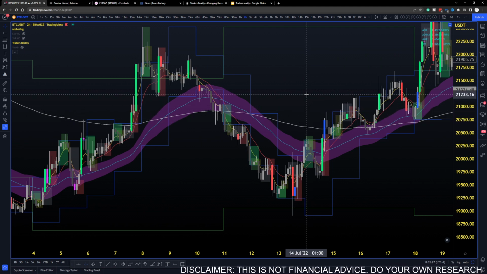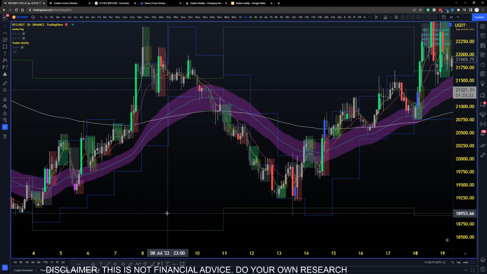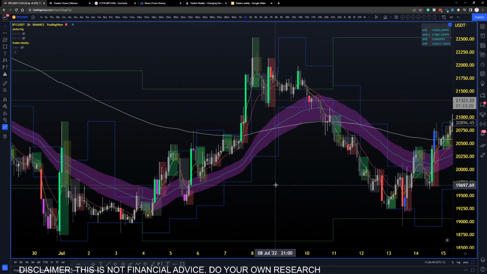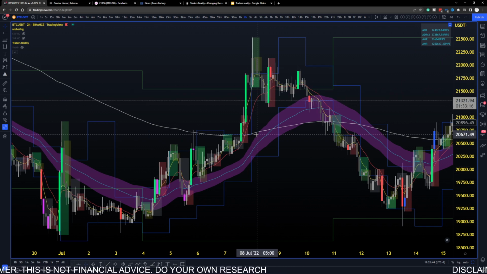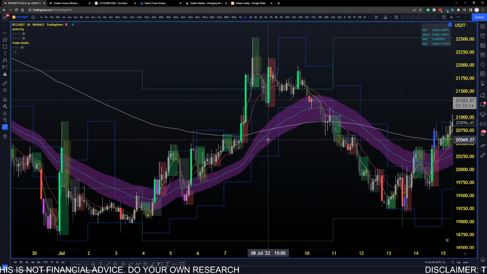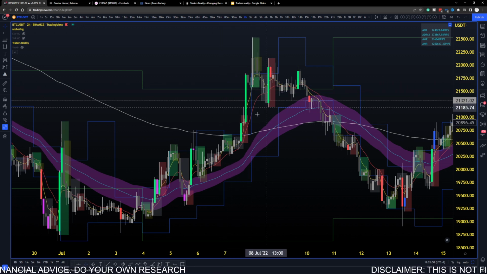Okay. Now, this is going to lead into the idea of repetition and exercises. So I'm going to be killing 3 birds with 1 stone with what I'm going to talk about right now. So let's say we want to learn about the hybrid system and purely the vector candles, okay? And we want to apply that in relation to the moving average.